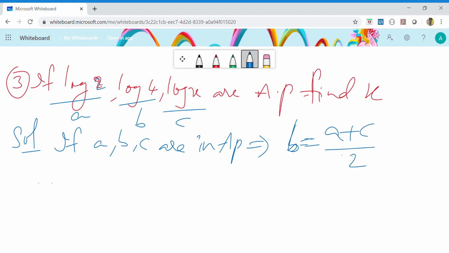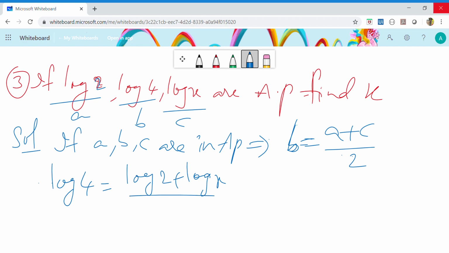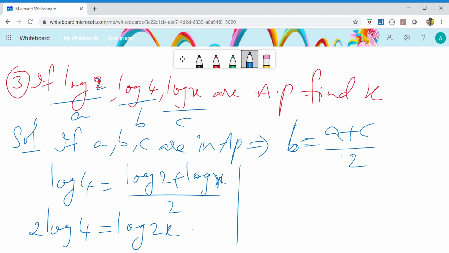So if three consecutive terms a, b, c are in AP, then b is equal to a plus c by 2. So what is b here? Log 4 is equal to a plus c, that is log 2 plus log x, by 2. Then transpose the 2 to this side: 2 log 4 is equal to log 2 plus log x, which becomes log 2x. And what is the formula for m log a? It is log a to the power of m. So log 4 square is equal to log 2x.